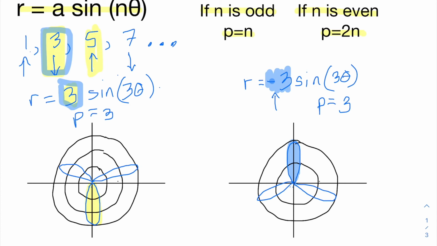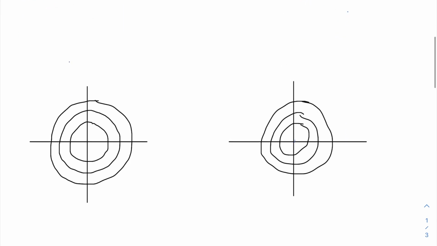Now let's take a look at when n is even. And this is not so bad because, just like with a lot of things, even numbers for n oftentimes give us symmetry. Let's just jump into an example here, and let's try 3 sine of 2 theta. So how many petals are we going to have on this? Hopefully we remembered that when n is even, the number of petals is 2 times n, so there would be 4 petals.